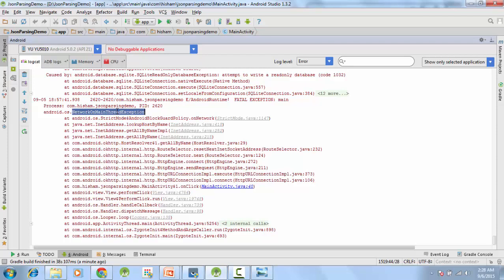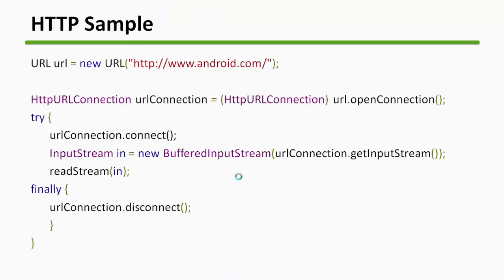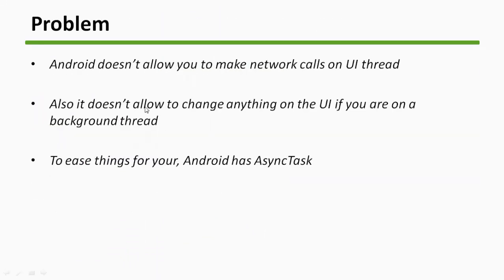Now, what is this network on main thread exception? So now we have to go to our problem. Okay, so here is the problem. Android does not allow you to make network calls on the UI thread. And it does not allow you to change anything on the UI if you are on a background thread. And to ease things for you, Android has an async task. Now, but what is this UI thread or a background thread?